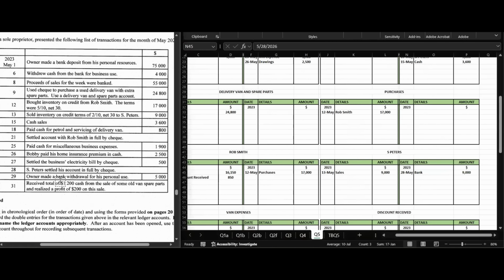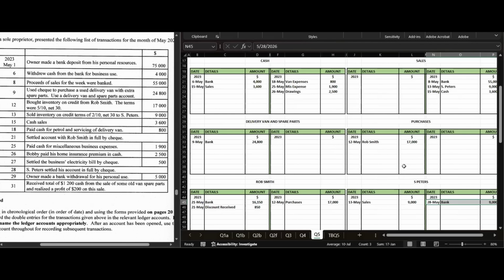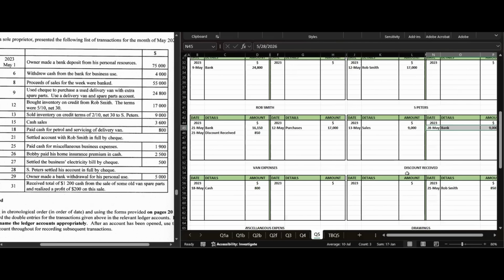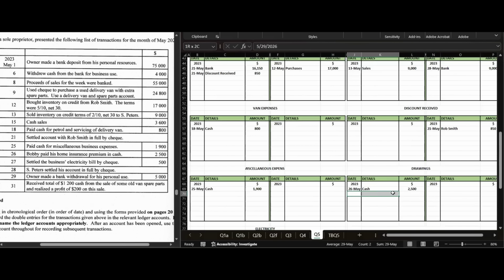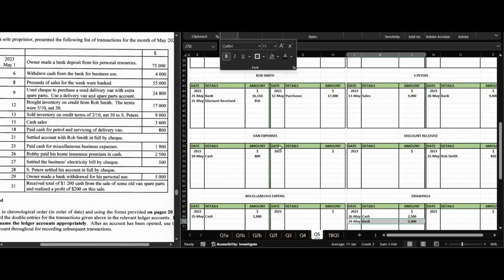Now the owner made a bank withdrawal for personal use on the 29th. Again, you guys know that is drawings. So let's go ahead to our drawings account. We'll debit the drawings and credit the bank account.